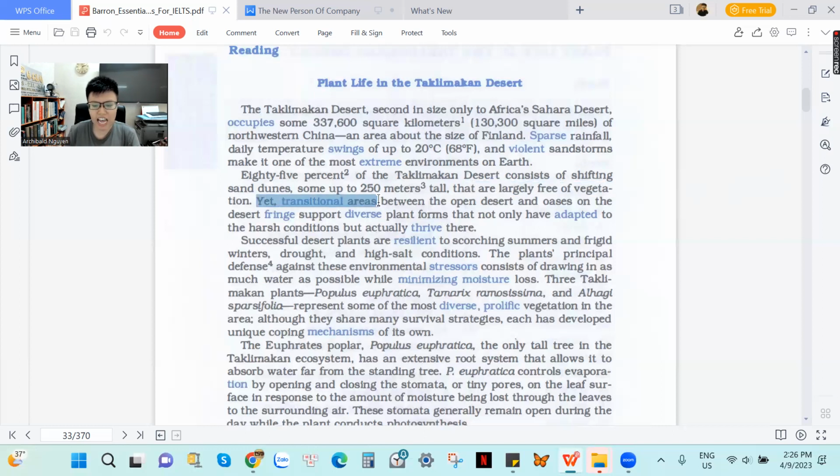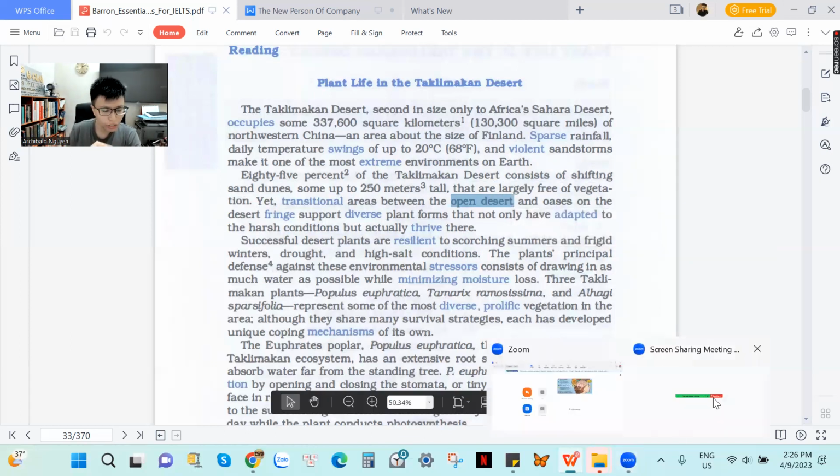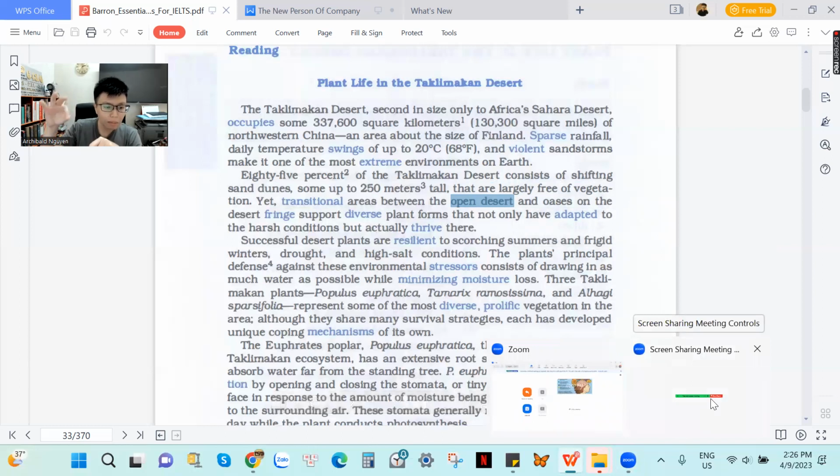Yet, transitional areas between the open desert and oasis on the desert fringe support diverse plant forms. First of all, let's check out the word transitional areas. Transitional areas, it means the moving areas. Open desert. Open desert. First, you have a desert. Second, that kind of desert is going to make the nearby places become another desert.